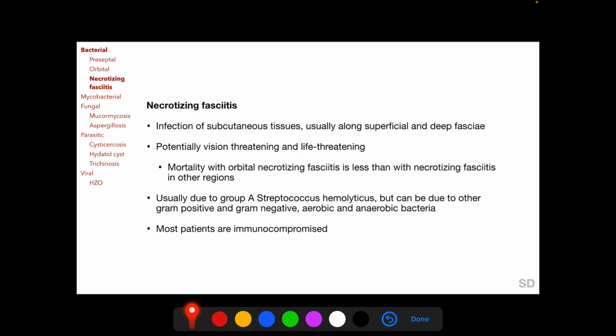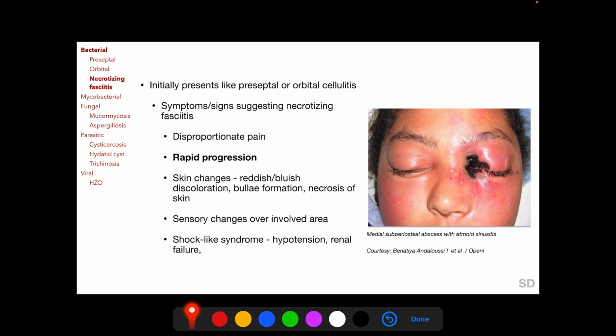Necrotizing fasciitis is an infection of subcutaneous tissues, usually along superficial and deep fascia, and it is a potentially vision-threatening as well as a life-threatening infection. However, mortality with orbital necrotizing fasciitis is less than with necrotizing fasciitis in other regions, and it is usually due to group A Streptococcus hemolyticus bacteria, but can be due to other gram-positive and gram-negative aerobic and anaerobic bacteria. And most patients with necrotizing fasciitis are immunocompromised. Initially, necrotizing fasciitis can present like preseptal or orbital cellulitis and cannot be distinguished from them.